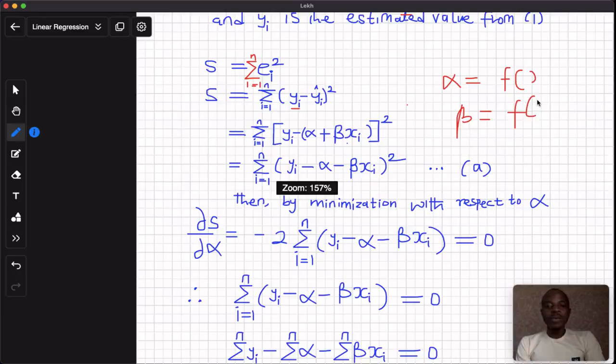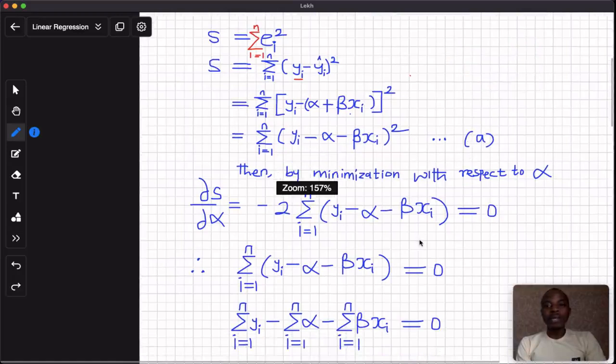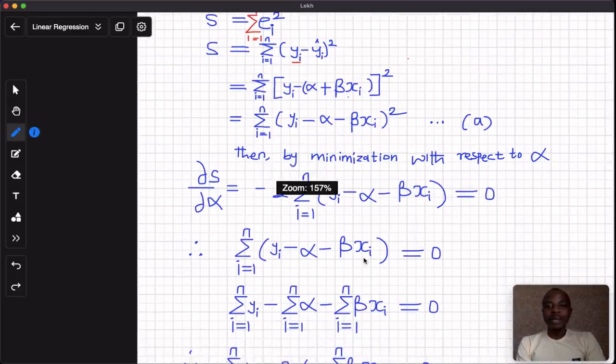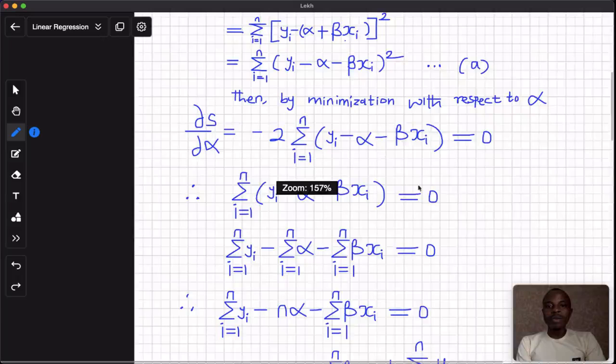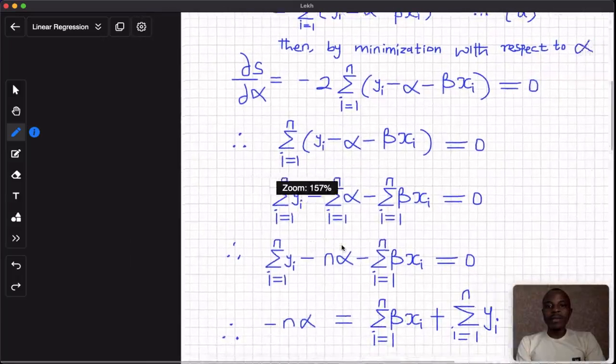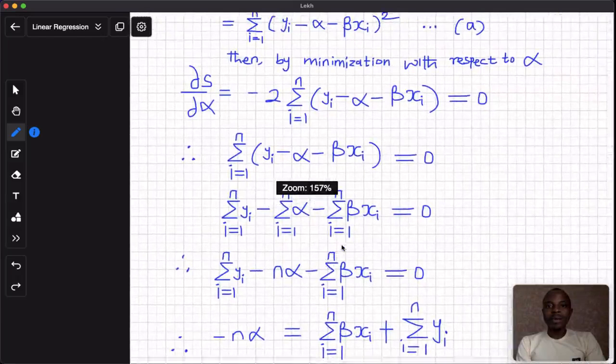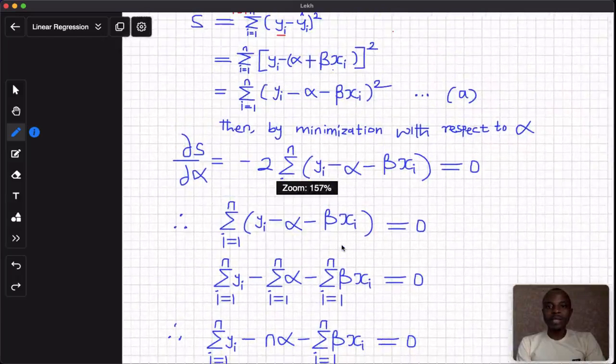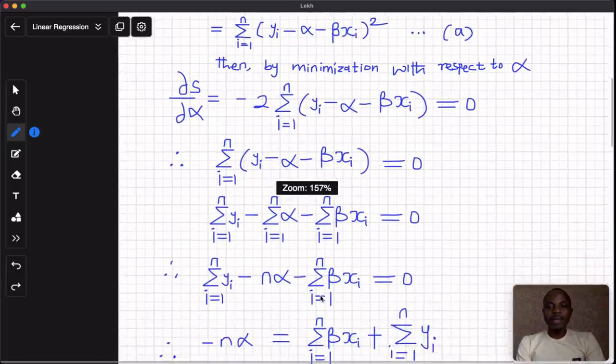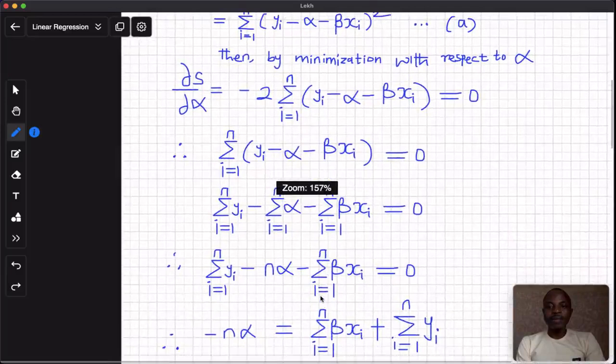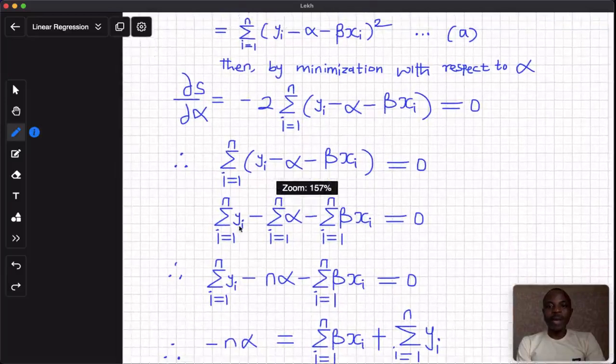And then when we have obtained them, we can use them in obtaining our regression model. Now, looking at this, we go on and evaluate that. I'll go slowly so that you can see what we are doing. When you evaluate that, don't forget that whenever you have yi or xi, you have a variable. But alpha and beta are constant, so they can always come out of the summation sign.